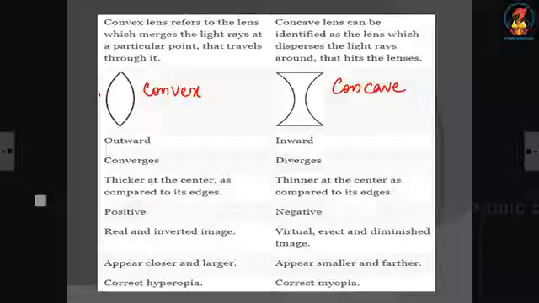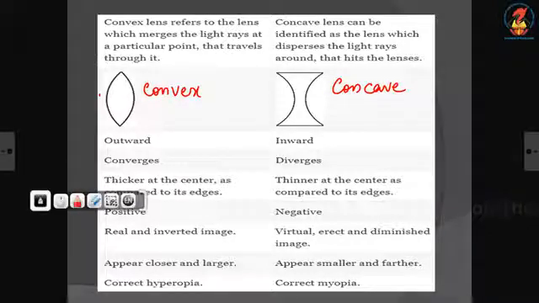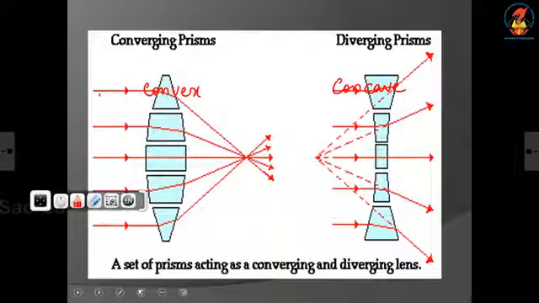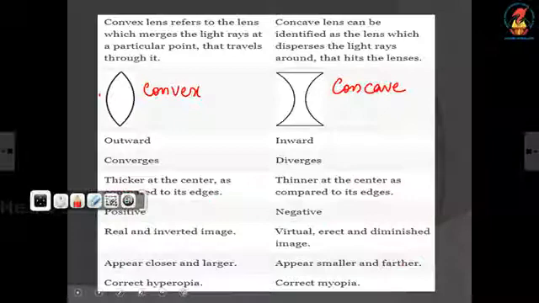A convex lens is thicker at the center as compared to its edges. Here this middle portion is thicker, and towards the edges it is thinner. In a concave lens, it is thinner at the center, and towards the edges it is thicker.